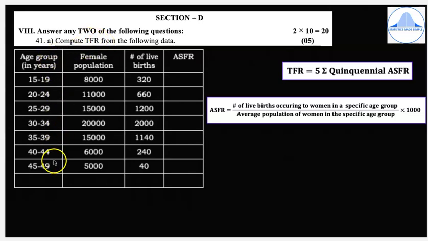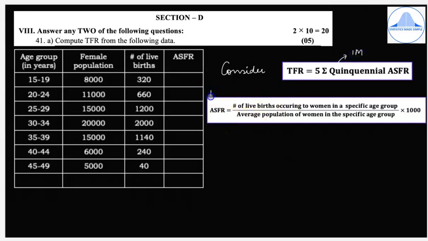The different age groups are given from 15 to 19 up to 45 to 49, along with the corresponding female populations and the number of live births. So let us start the problem. First, we need to write the formula for TFR, which is 5 times summation quinquennial ASFR. This formula will carry 1 mark.